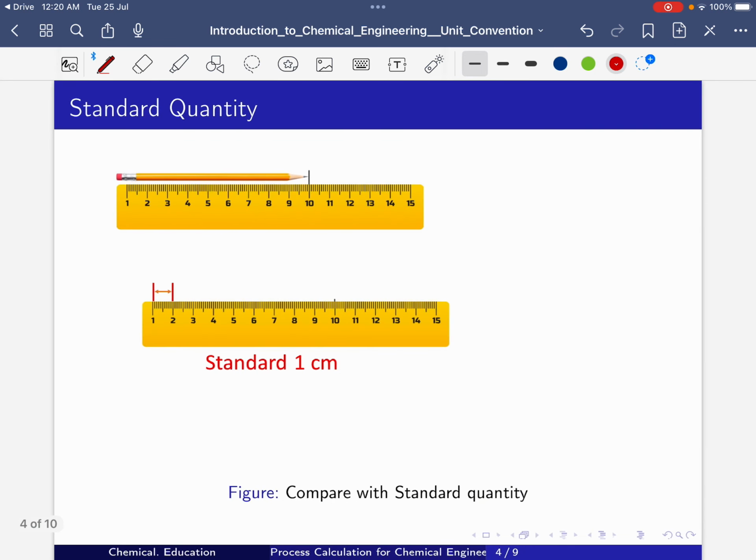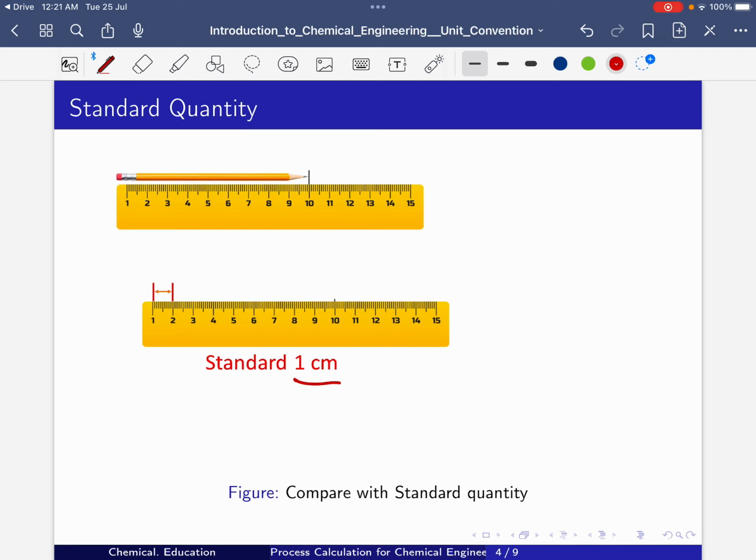Similarly, for length, if we know how much 1 centimeter is, the length of 1 meter, then we can calculate 10 centimeter, we can calculate 100 centimeter. We know that the full scale is nearly 30.48, meaning 1 foot is 30.48 centimeter. Now if we know 1 centimeter, then we can easily know how much 1 meter is, how much 10 centimeter is.